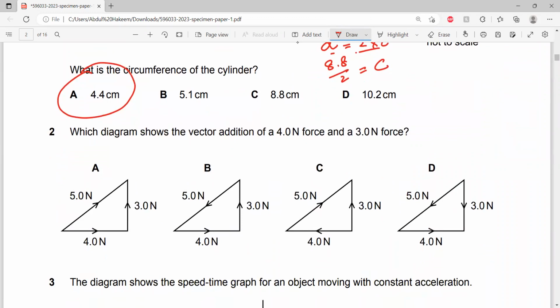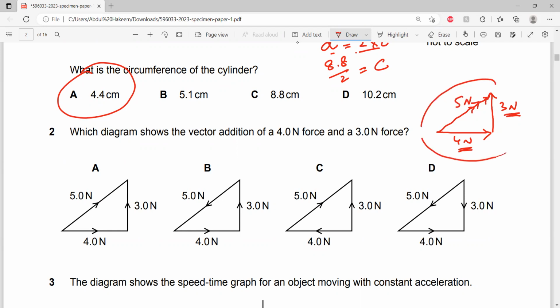Now move to the next question. Which diagram shows the vector addition of 4 and 3 forces? 4 and 3, vector addition. So look, if this is 4 Newton and this is 3 Newton, then this will be the resultant. According to Pythagoras theorem, perpendicular square plus base square is equal to hypotenuse square. So this must be 5 Newton.